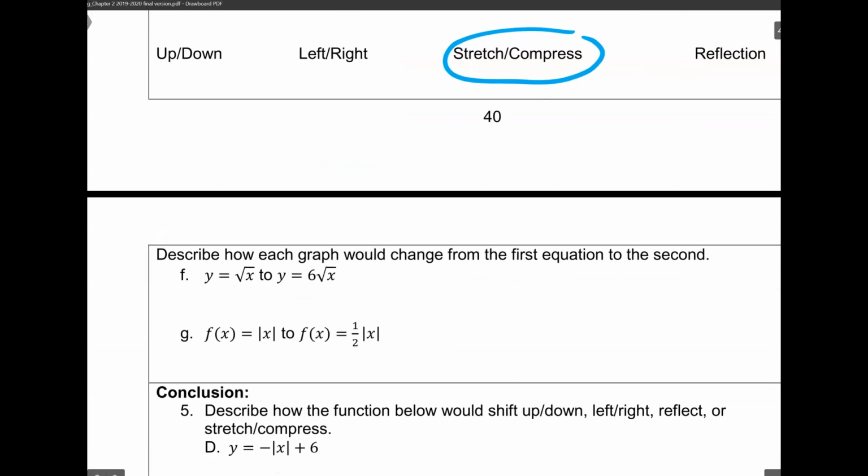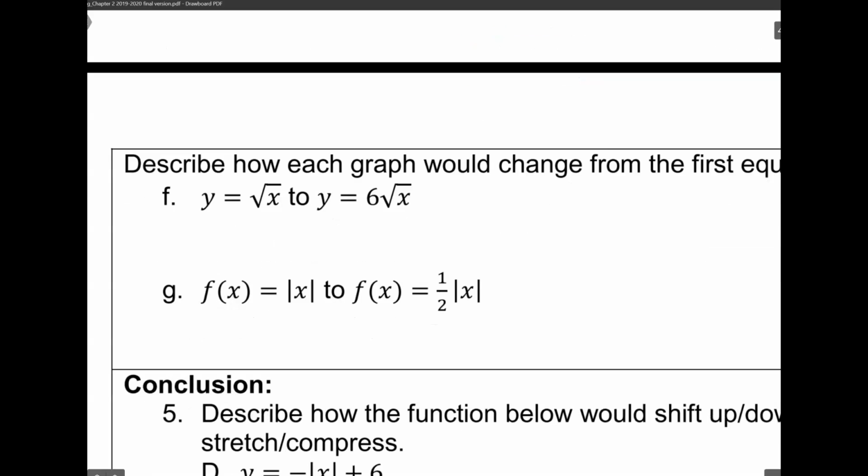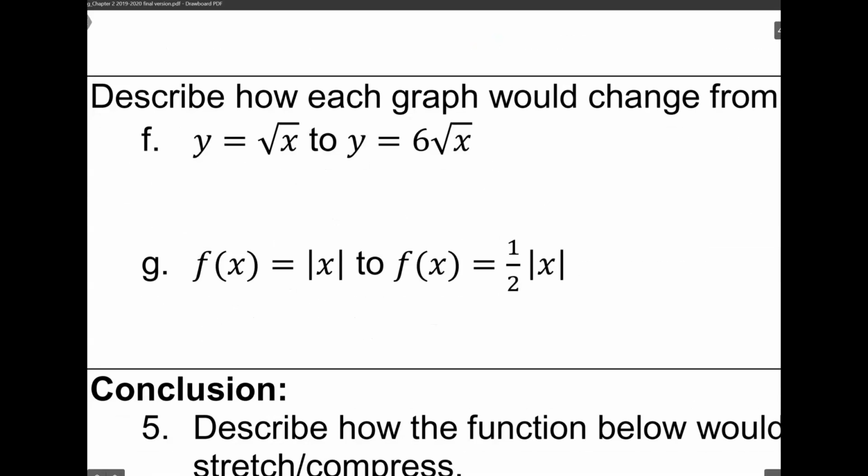So let's describe how each of these change from the first to the second. So what is happening here in F? Who haven't I asked yet? Let's go to Lauren. What's happening with this F? Oh, the 6. There's a 6 in front of the square root. Yep, so what does this do to it? So compared to root x, what does the 6 in front of it do? It's going to stretch it, right? It's going to stretch it vertically.